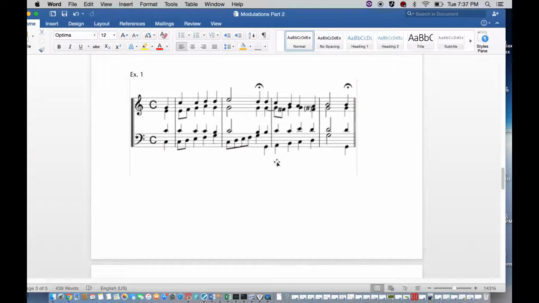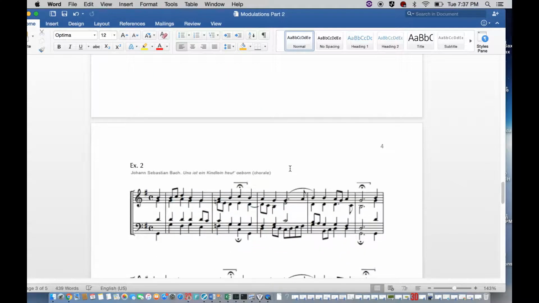Then we have F sharp, A, C, which is 7. Then 7, 6. And then we have C. That actually is a misprint. It should be G and a B. So that would be 1, on beat 2.